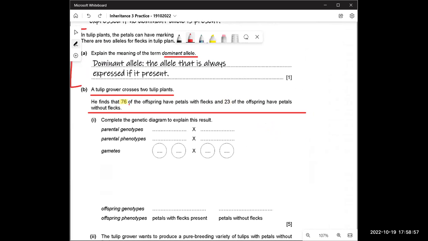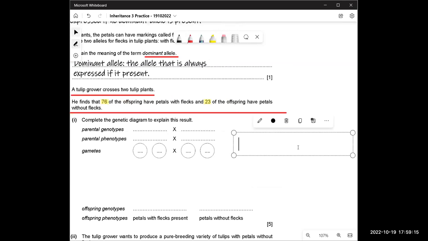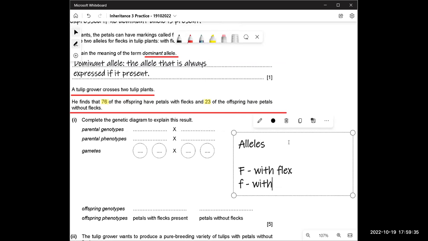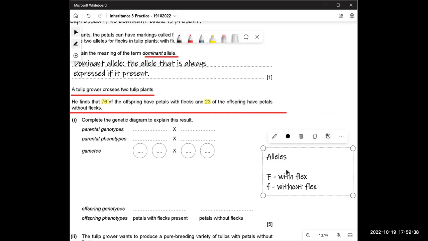Now look, which of these is more? With flecks or without flecks? Quick, tell me, Diana. The question is, which are more, the offspring with flecks or without flecks? Well, the ones with flecks. Therefore, the one which is more is always going to be dominant. So the alleles I have are F and small f. I'll call capital F with flecks and small f without flecks. This is not given in the question. You have to understand this yourself.